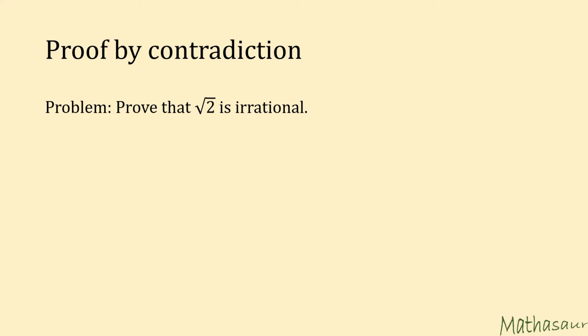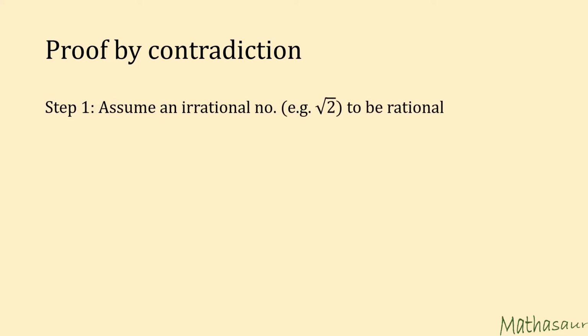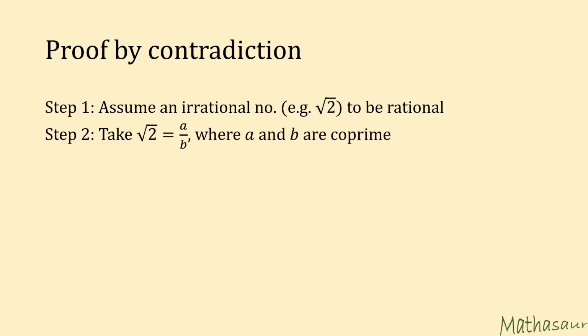So let us take an irrational number, for example square root of 2. Now we know that square root of 2 is irrational. But in order to prove that, let us assume that square root of 2 is rational. Now this is a contrary statement. Now if square root of 2 was rational, then we could express it as a upon b, where a and b are co-prime, which means that a and b have a common factor 1. They do not have any other common factor. In other words, we are saying that the fraction a upon b is in its simplest form.